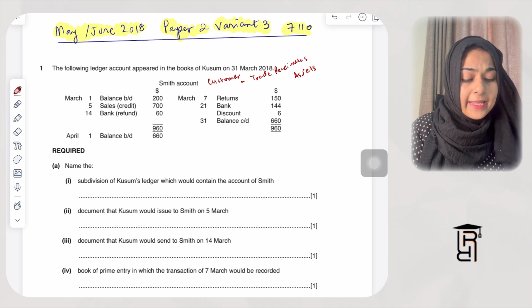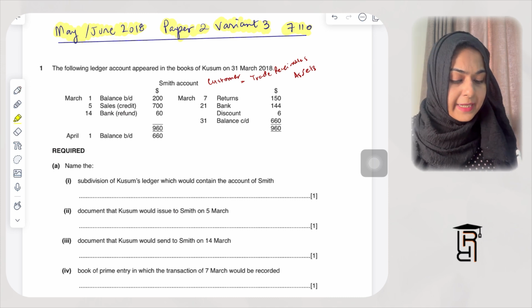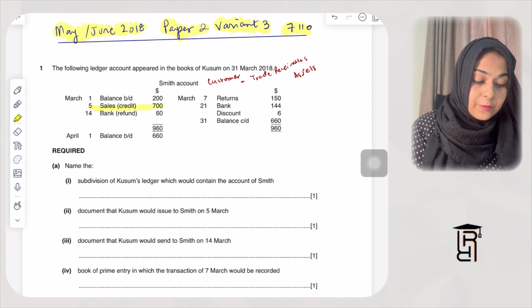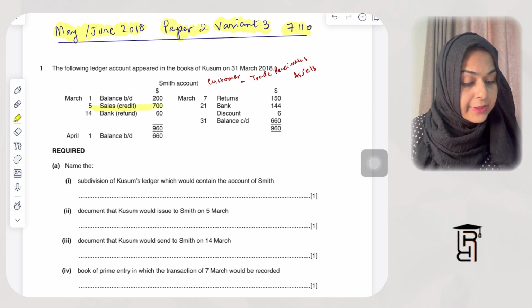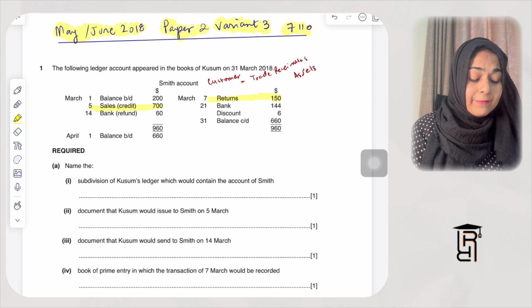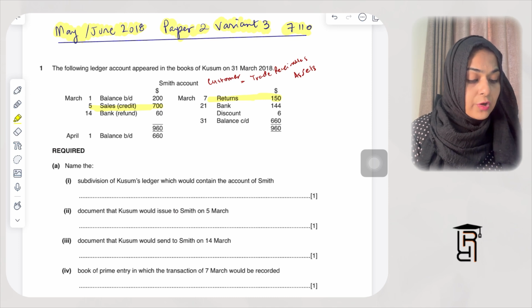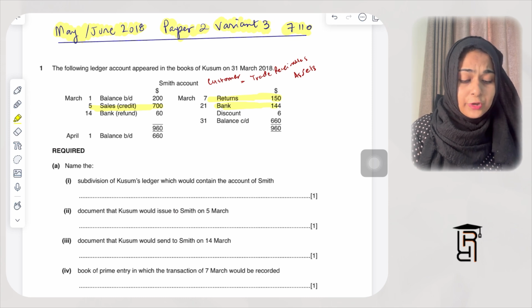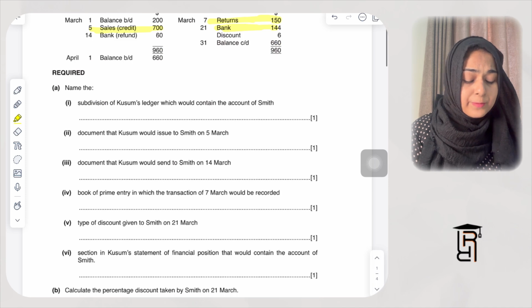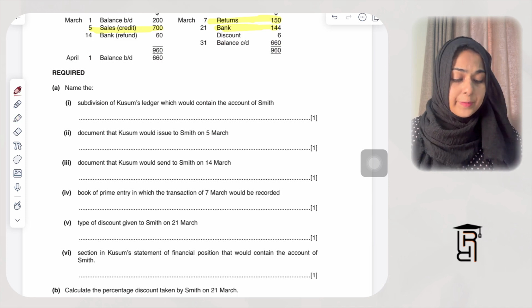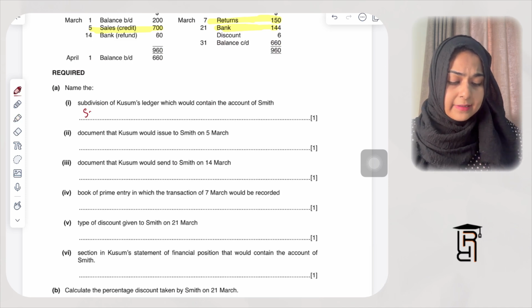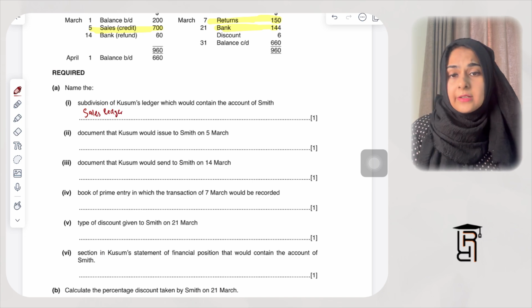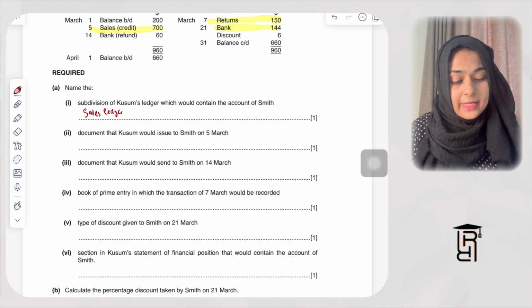They have also made sales to Smith, which is for $700. Smith has returned goods to Kusum, which is for $150, and there's an amount of money which Smith is paying to Kusum, and then there's a discount, then there's a balance carried down. Now they're saying name the subdivision of Kusum's ledger which would contain the account of Smith. This will be the sales ledger, because in the sales ledger we have T accounts for all credit customers. Each of the credit customers' personal accounts are maintained in the sales ledger.